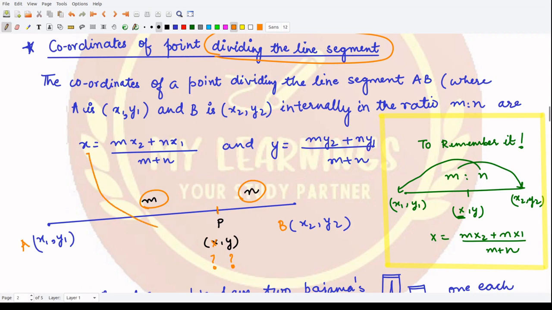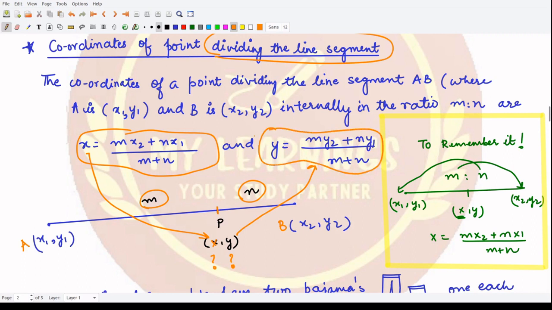The x coordinate here would be given by this formula, (mx2 + nx1) divided by (m + n), and the y coordinate here is given by this formula, (my2 + ny1) divided by (m + n). Now how can we remember this formula?